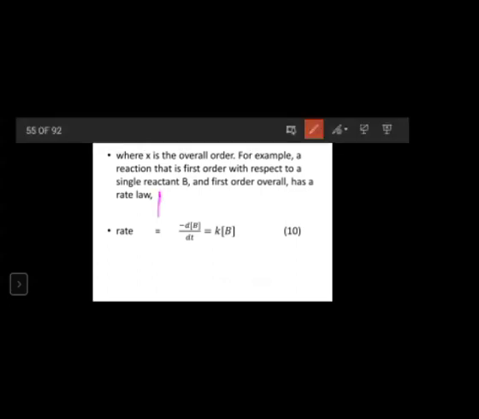Very quickly, B gives you C. Then write the rate of decrease of B. I have taught you this before at the beginning. You say minus, because B is a reactant, d[B] over dt, and that will be equal to k raised to power, let's say it is first order.